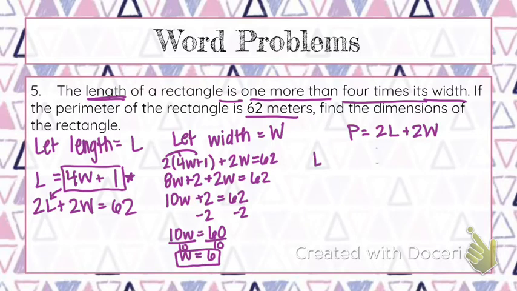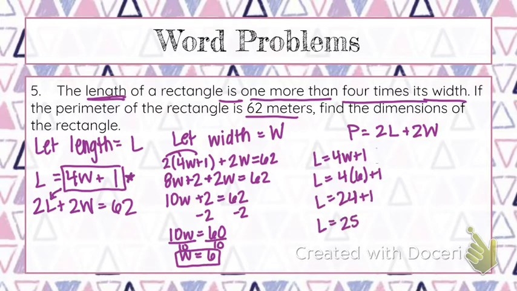So we know that L equals 4W plus 1. So that means that L equals 4 times 6 plus 1. L equals 24 plus 1. And so L equals 25. So the dimensions of our rectangle is 6 by 25.